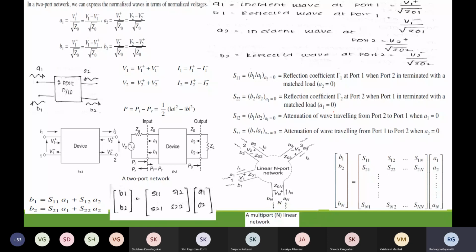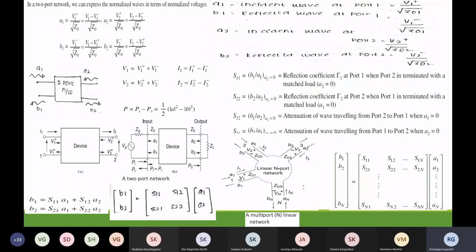Now here, if I say there are n number of ports for the given microwave network, then I make the association in the same way. So what will be the equation? If I take the first one, it will be B1 = S11 A1 plus S12 A2 plus so on. If there are n ports, it will be S1n AN. Similarly, I continue up to BN.